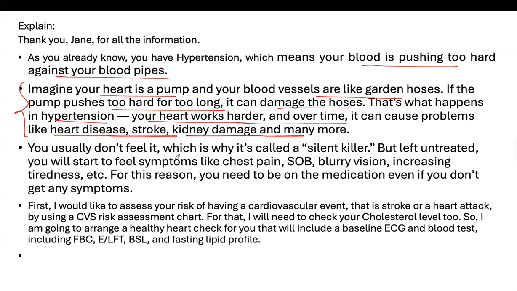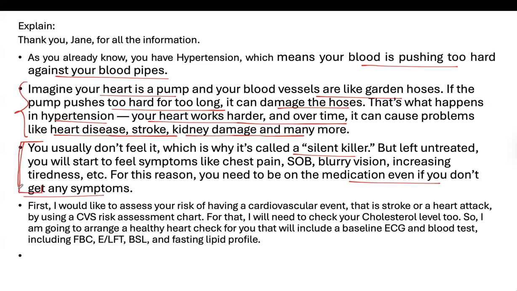You usually will not feel it because it is called the silent killer. For years and years, there will be no symptoms. But if you leave it untreated, there will be a time when you will start feeling symptoms, when it will be too late. You will start to get chest pain, shortness of breath, blurry vision, increasingly tired. And that's why you need to be on the medication even if you do not feel any symptoms at the moment.